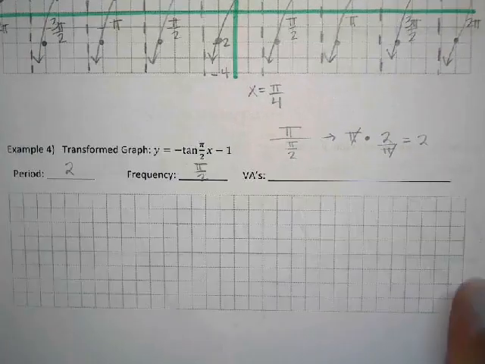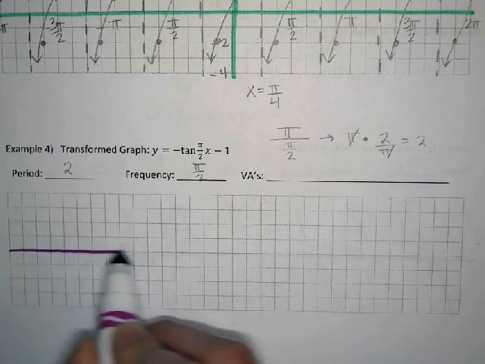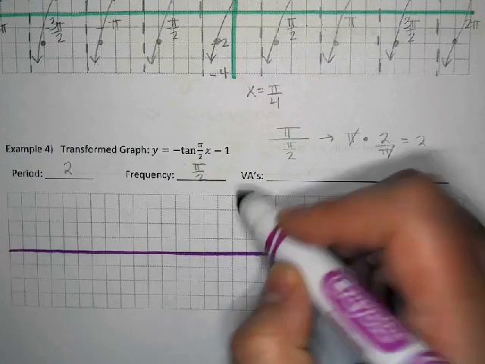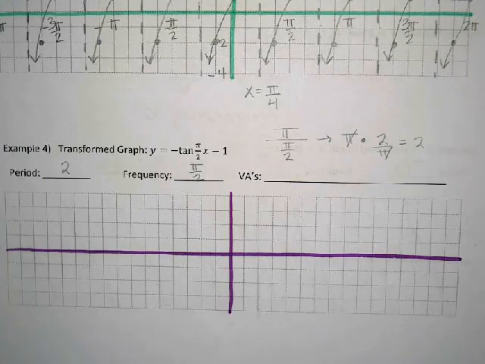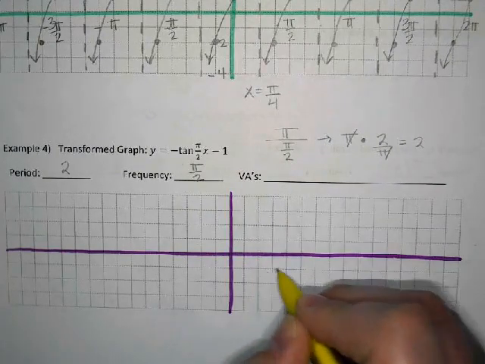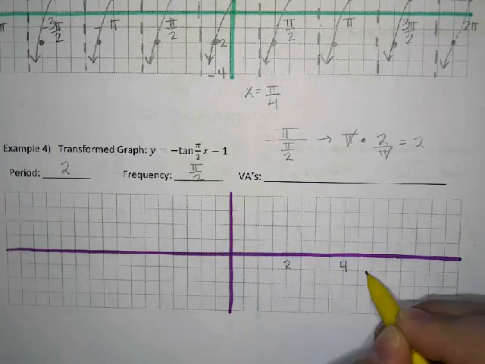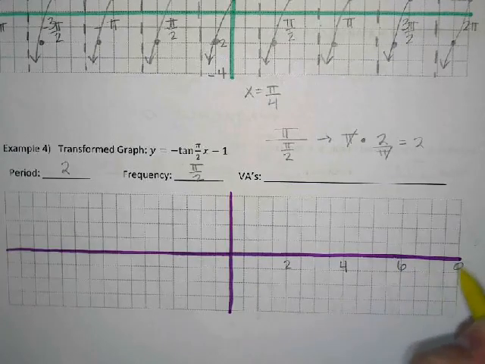Okay, I'm going to go ahead and draw my x-axis right in the middle. And I'll draw my y-axis right in the middle. Okay. Do you guys want to go by 4, 8, or 12? 4. Okay, 1, 2, 3, 4. 1, 2, 3, 4. 1, 2, 3, 4.